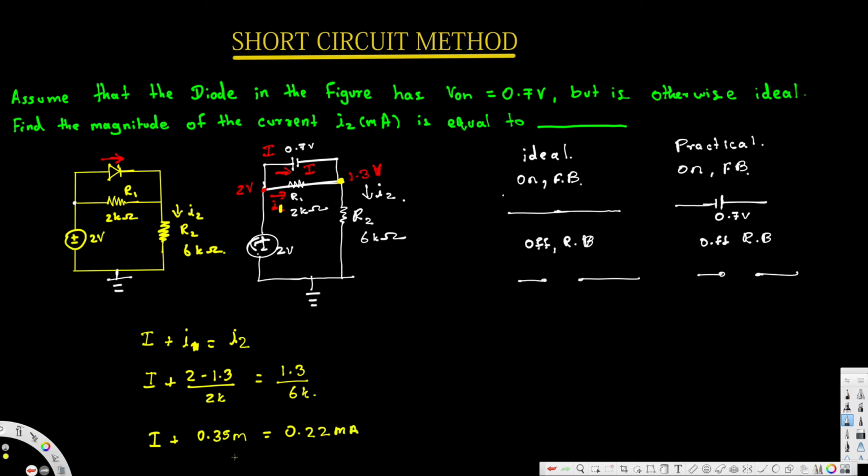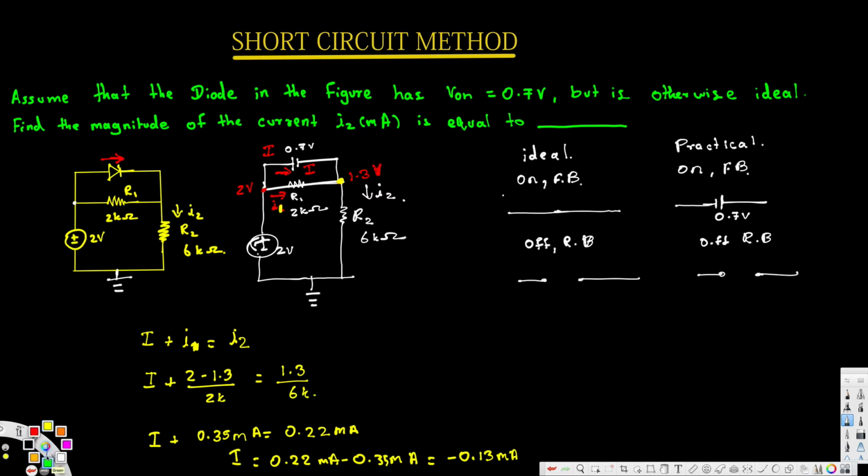And therefore I is going to be 0.22 milliamperes minus 0.35 milliamperes, and that gives us a negative answer, negative 0.13 milliamperes. It means this is a negative current. Since we have a negative value for the current, it means this diode is off, or reverse biased. It means we have to replace this diode with an open circuit.